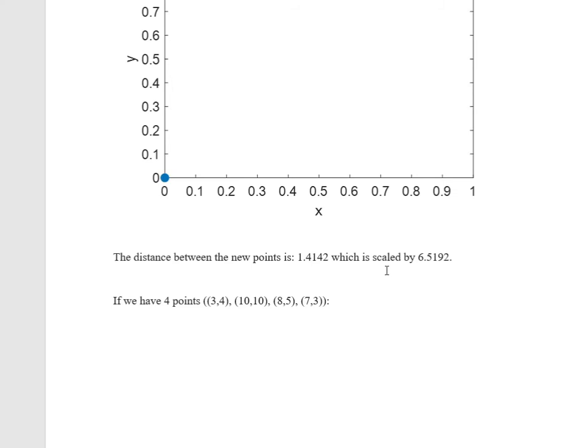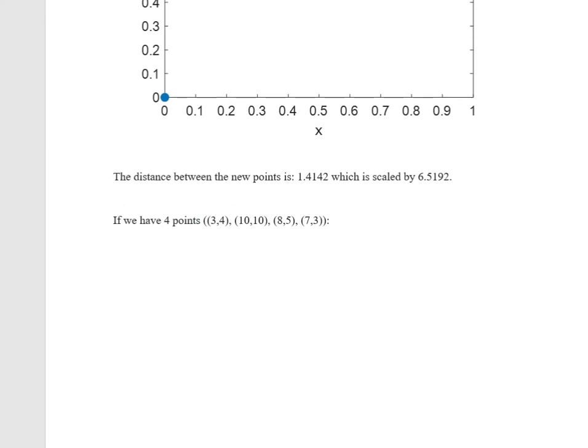So if we had more points, what would happen to our system? We want to see that the distances between the points scale down or up by the same factor for the system. Because we are scaling down, they are scaled down by the same factor. So now consider 4 points: 3, 4, 10, 10, 8, 5, and 7, 3.